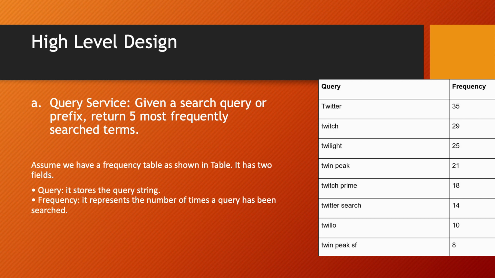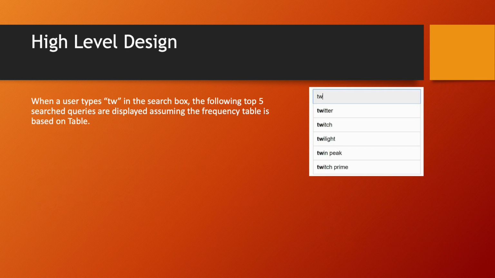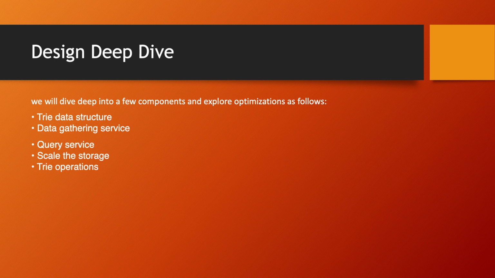Assume we have a frequency table as shown on the right hand side, and it has 2 fields, query and frequency. Query stores the query string and frequency stores the number of times the query has been searched. When a user types, let's say "tw" in the search box, the following top 5 search queries are displayed, assuming the frequency table is based on the table: Twitter, Twitch, Twilight, Twin Peaks, Twitch Prime. We'll dive into a few components and explore optimization as follows. First, we'll look at the trie data structure, then data gathering service, query service, scaling the storage system, and trie operations.